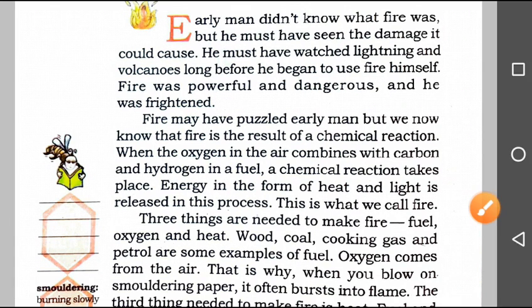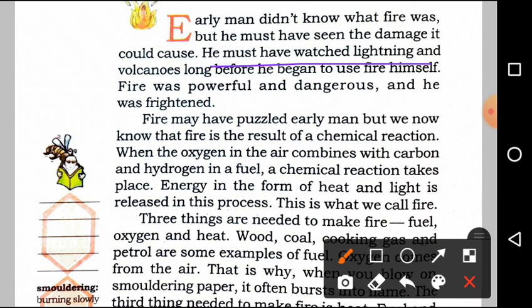He must have watched lightning and volcanoes long before he began to use fire himself. Fire was powerful and dangerous, and he was frightened. Here the word he represents the early man.